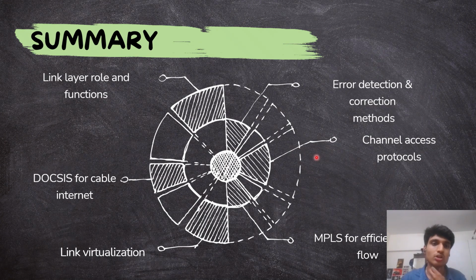Now coming to the summary part. In this video, we have discussed the link layer's role and functions, error detection and correction, very important ones like single parity, checksum, and CRC, DOCSIS for cable internet, how internet is reached in our homes, MPLS, link virtualization, and channel access protocols.